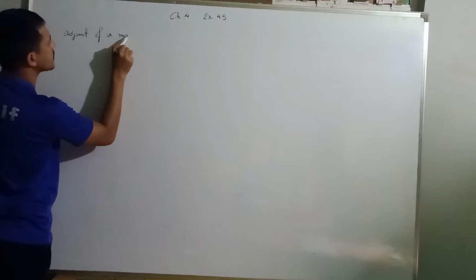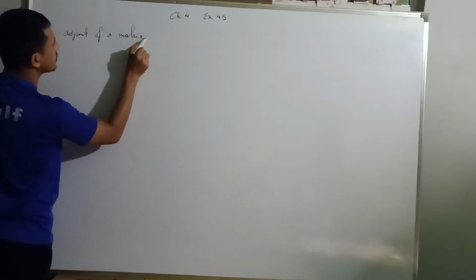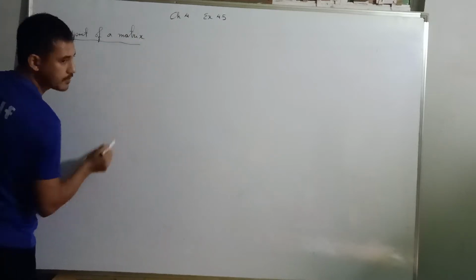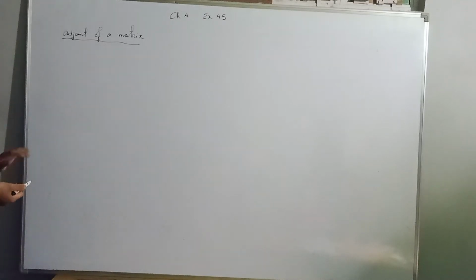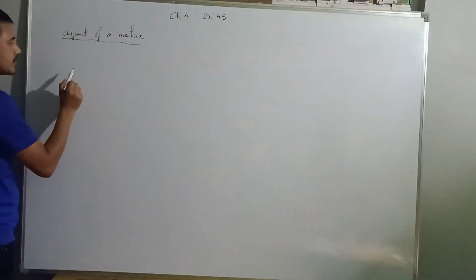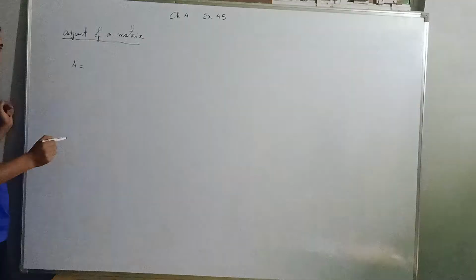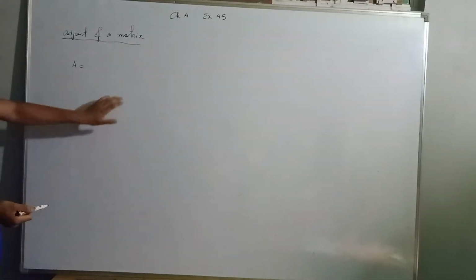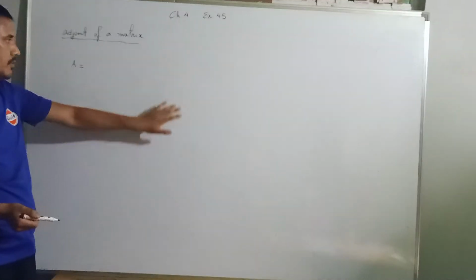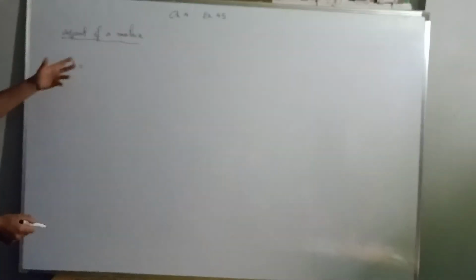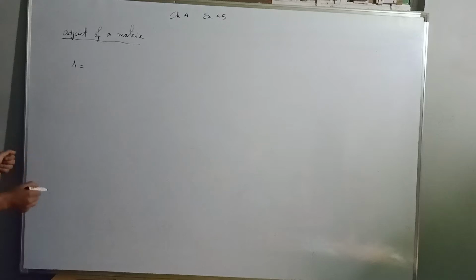Adjoint of a matrix. So let's try to understand the term. Adjoint of a matrix. Very simple. Last class also I highlighted how to find the adjoint. Just a rough representation. We'll be using that method, but you need to learn how to define it.